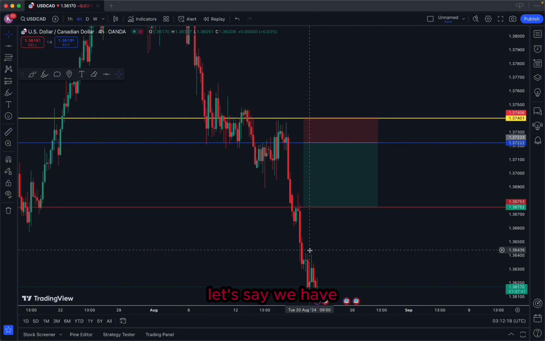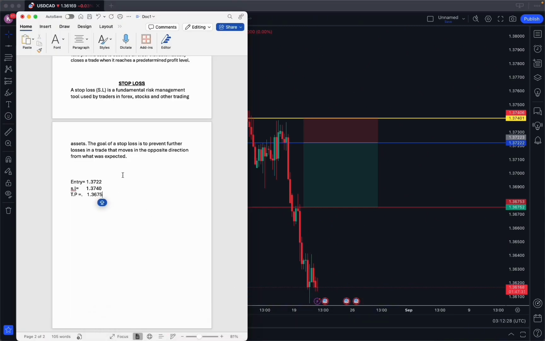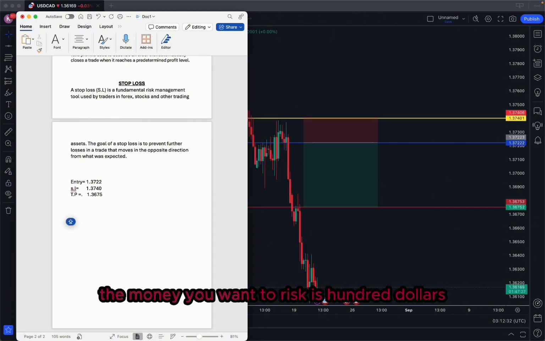Let's say we have $1,000 in our trading account and we want to raise 10% of it, that is $100. So let's write it here. The money we want to raise is $100.